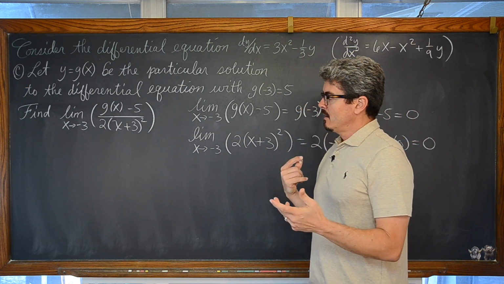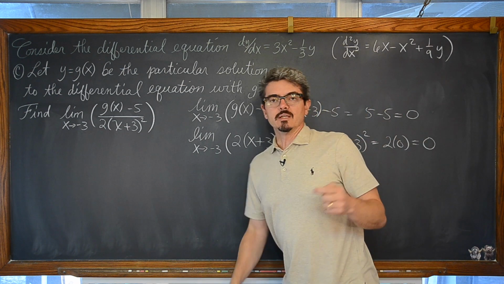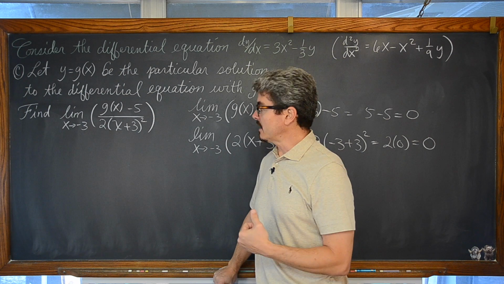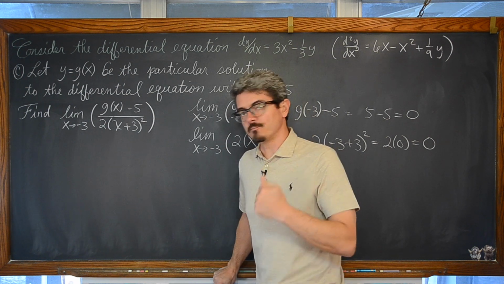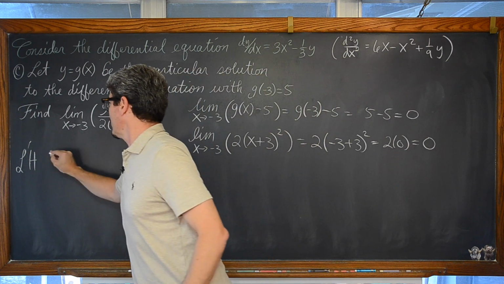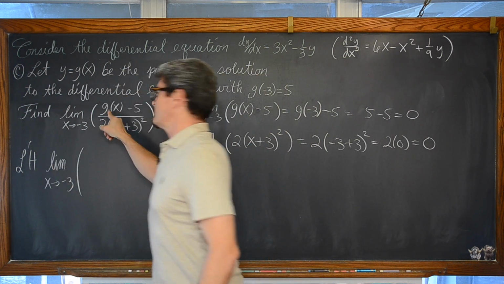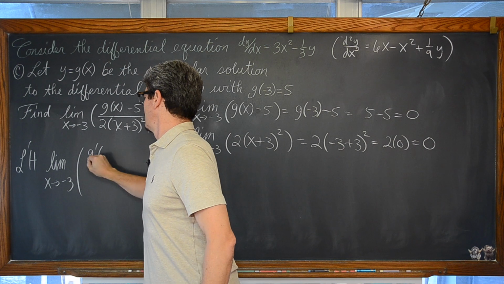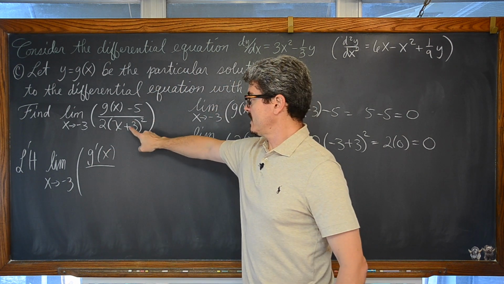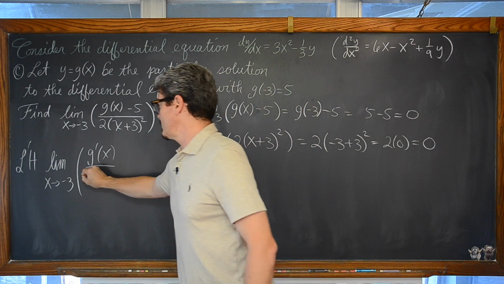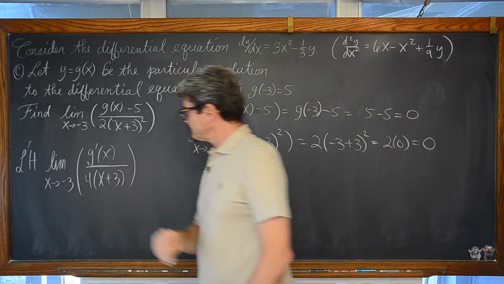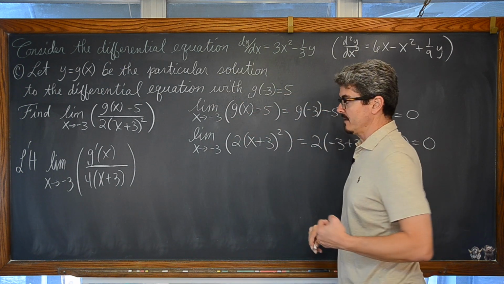Now, when you get this form of indeterminate, it does not guarantee that a limit exists. It just tells you that you have work left to do. So, L'Hopital's, we're going to take the derivative of the numerator. So instead of g of x, we have g prime of x. The denominator, we have the derivative of 2 times the quantity of x plus 3 squared, comes out to be 4 times x plus 3, and then try and reevaluate.